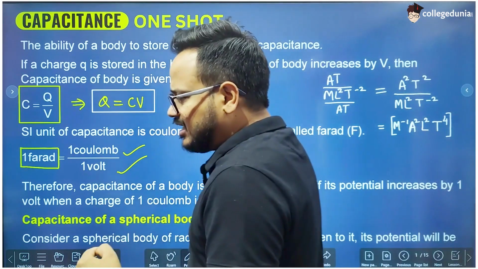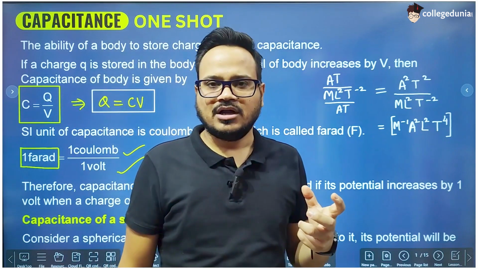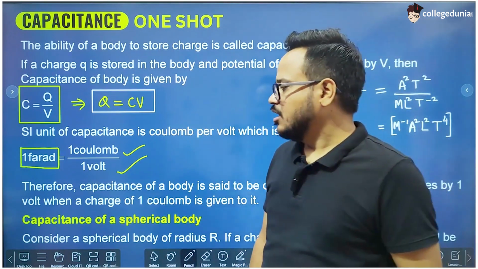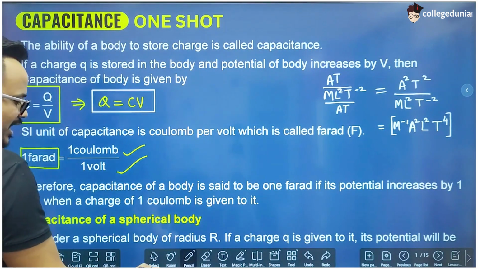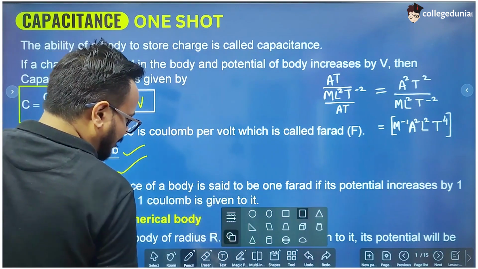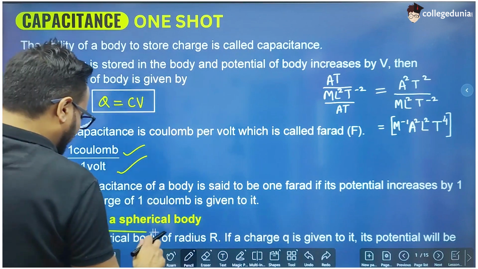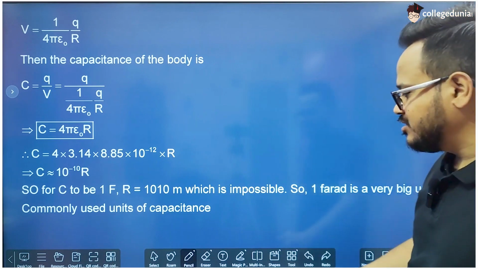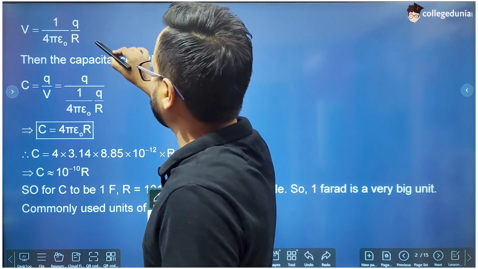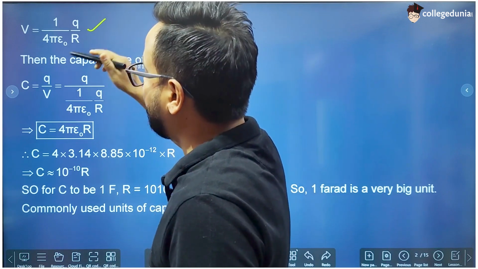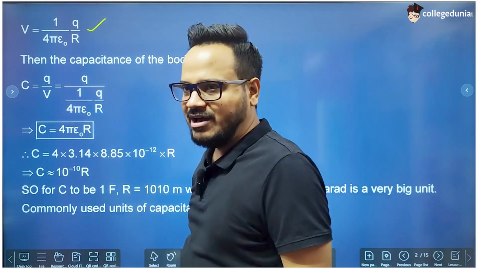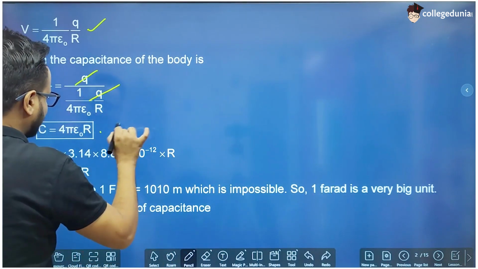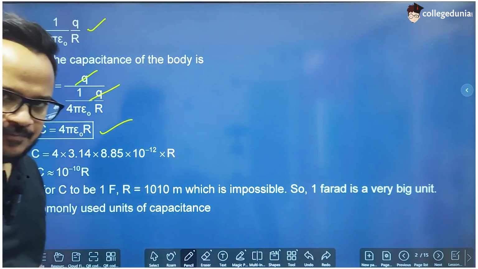Okay, practically this farad unit is very big. This is such a big unit that it is impossible to have a capacitor of capacity 1 farad. How and why? For that, let us consider a spherical body. So what will be the capacity of the spherical body? We have a spherical body of radius R and some charge Q is given to this body. Obviously the potential at the surface of the body will be 1 upon 4 pi epsilon naught Q by R. So the capacity of the body is C, which is Q by V, Q upon 1 upon 4 pi epsilon naught Q by R. Q cancels with Q. So the capacity of the body is 4 pi epsilon naught R, right?